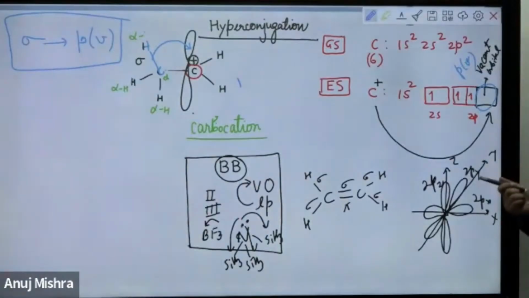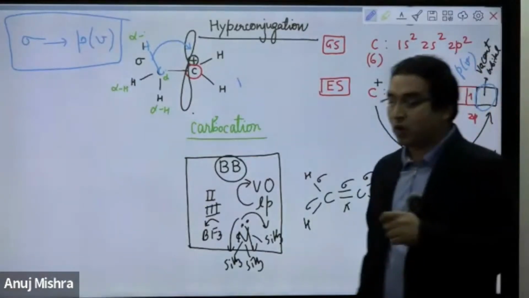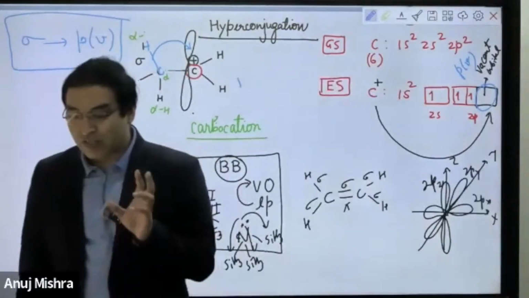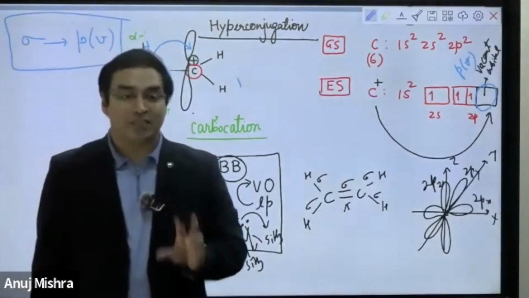So this is an IIT JEE question. Options were given: sigma to P vacant, pi to P vacant, pi to pi, sigma to sigma. They gave four random options. Which option will you mark? Sigma to P vacant. This is the actual IIT JEE question. Once you solve PYQs, you'll come across this question. So sigma to P vacant is called hyperconjugation.